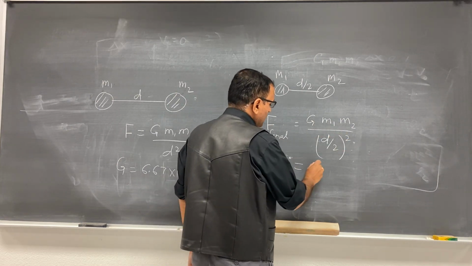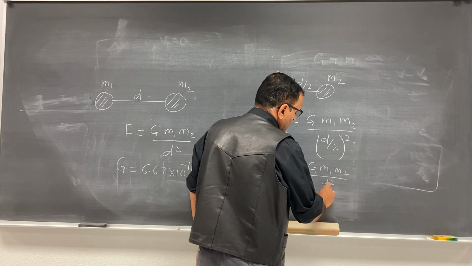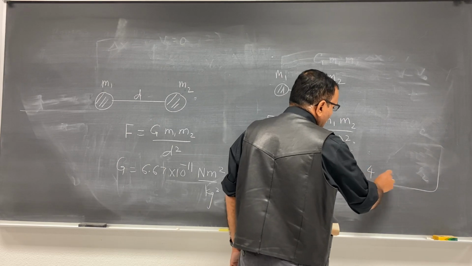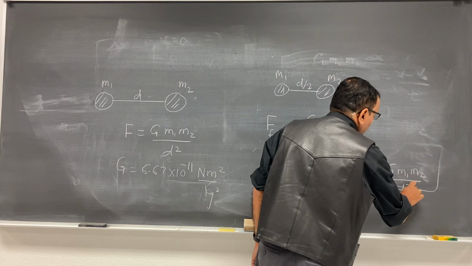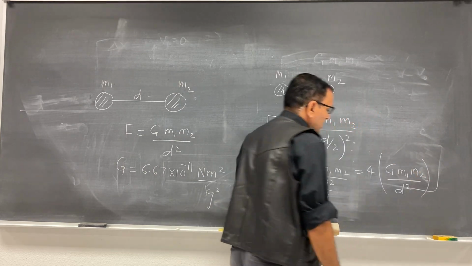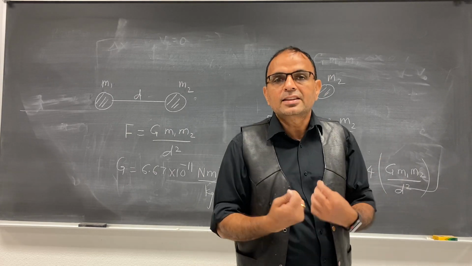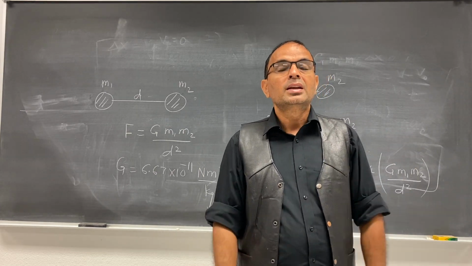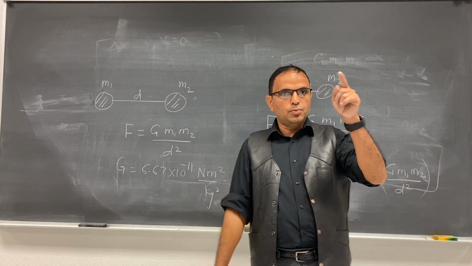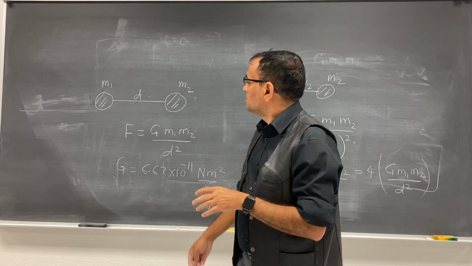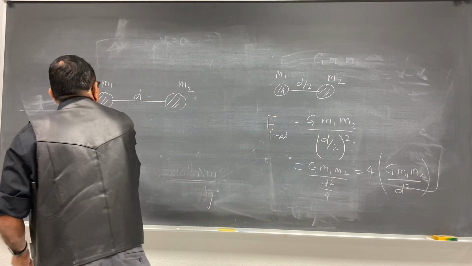So if you do this, what happens? G m1 m2 divided by d square divided by 4. This means 4 times G m1 m2 divided by d square. So this is 4 times the initial. That means the force quadruples if you cut the distance into half. If you increase the distance 2 times, making it 2d, then the force becomes 1/4. So please play with this equation. Okay. So this is about the gravitational force.